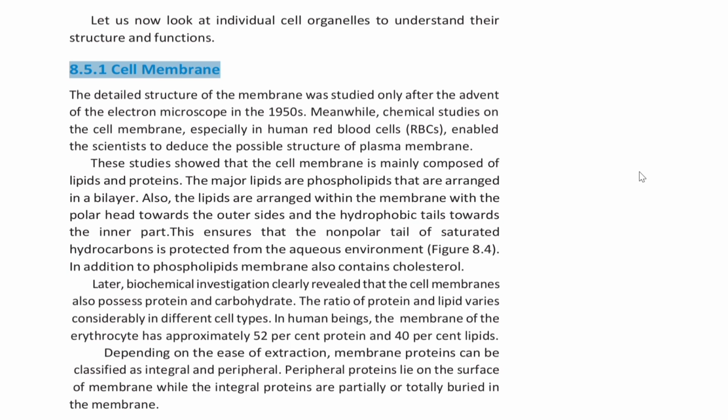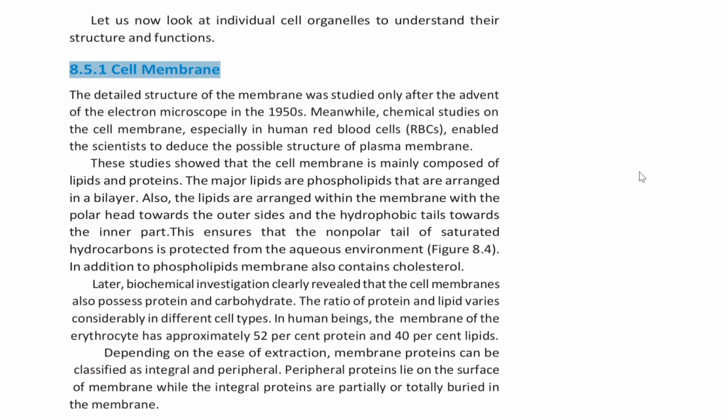These studies showed that the cell membrane is mainly composed of lipids and proteins. The major lipids are phospholipids that are arranged in a bilayer. Also, the lipids are arranged within the membrane with the polar head towards the outer sides and the hydrophobic tails towards the inner part. This ensures that the non-polar tail of saturated hydrocarbons is protected from the aqueous environment. In addition to phospholipids, membranes also contain cholesterol.